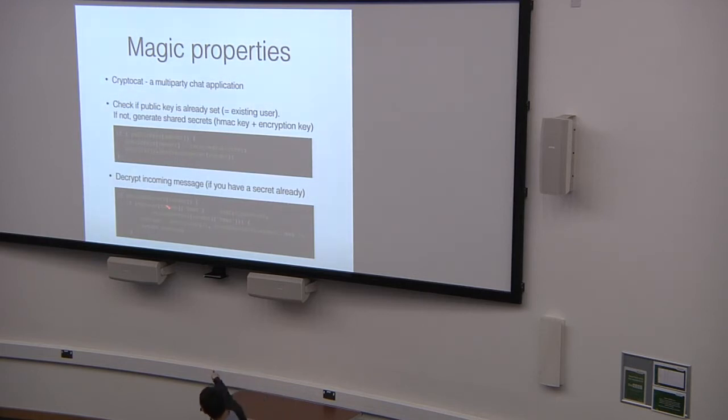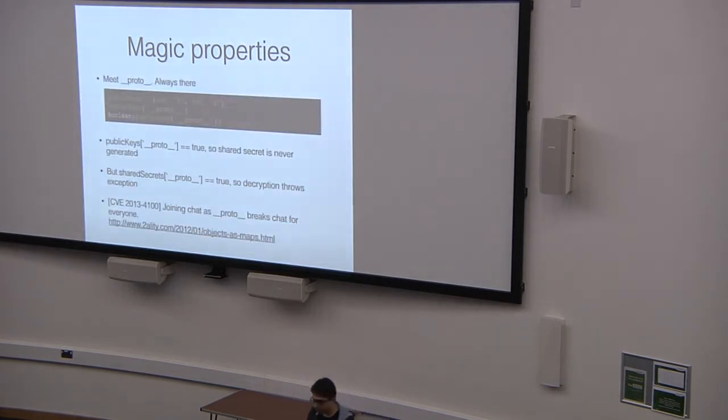And then you start accessing the secret. Here, shared secret sender HMAC. And this one obviously fails because shared secret __proto__ is just an empty object. So the result of that was whenever someone called __proto__ joined the multi-party chat, he broke the chat for everyone else.